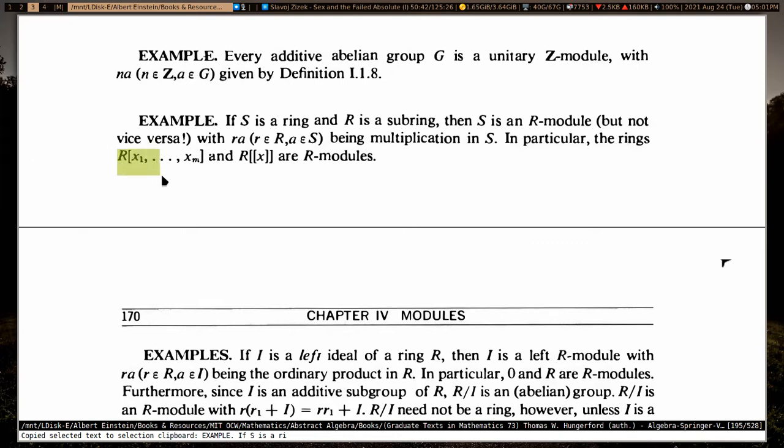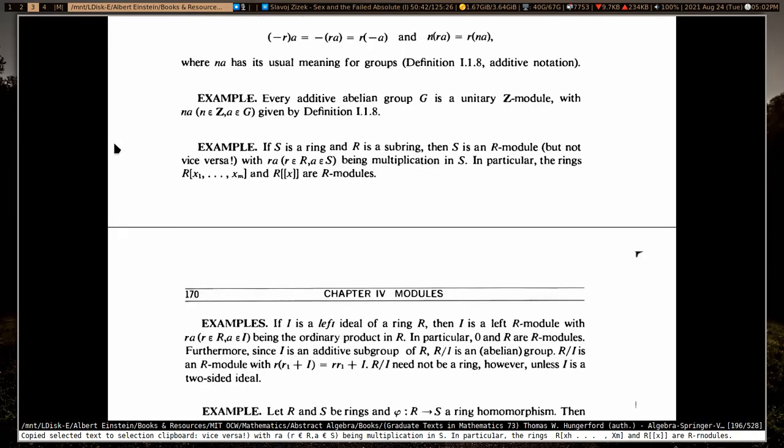I'm not sure about the notation here. I believe this refers to the ring of polynomials, right? Okay, I thought it would be something else. And the second one is formal power series. Formal power series, I see. So without thinking about anything having to do with convergence, just infinite series with coefficients in R. Okay.